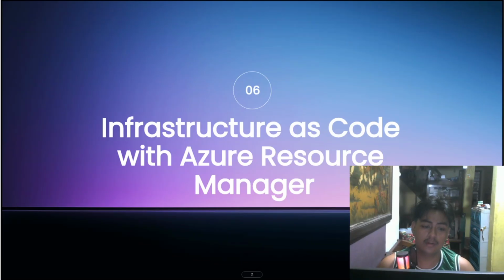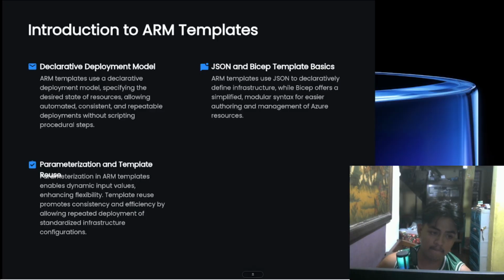Now let's go for infrastructure as code with Azure Resource Manager. Declarative deployment model. ARM templates use a declarative deployment model. This means we simply specify the desired state of our resources, what we want the infrastructure to look like. We don't have to write step-by-step procedures. ARM handles the procedural steps for us. This makes the deployments automated, consistent, and repeatable.